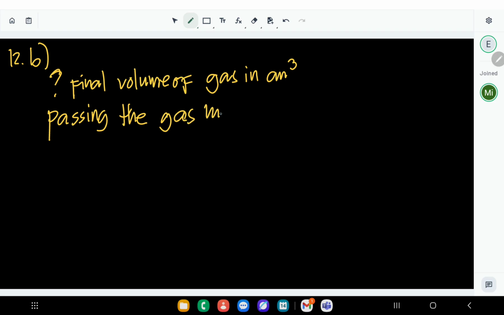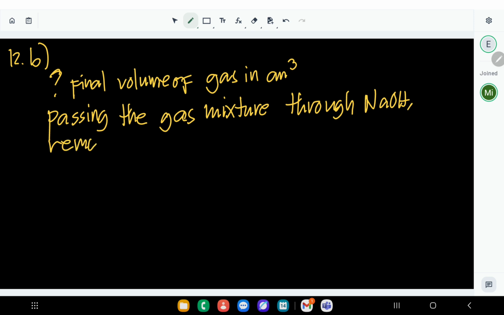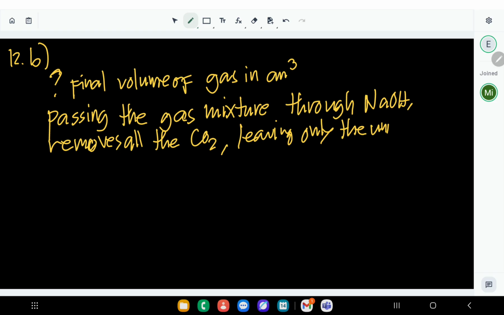Let me write this down. Mixture through sodium hydroxide, and this one removes the carbon dioxide. Removes all the carbon dioxide. So that means it only leaves the oxygen that is unreacted. So leaving only the unreacted oxygen.